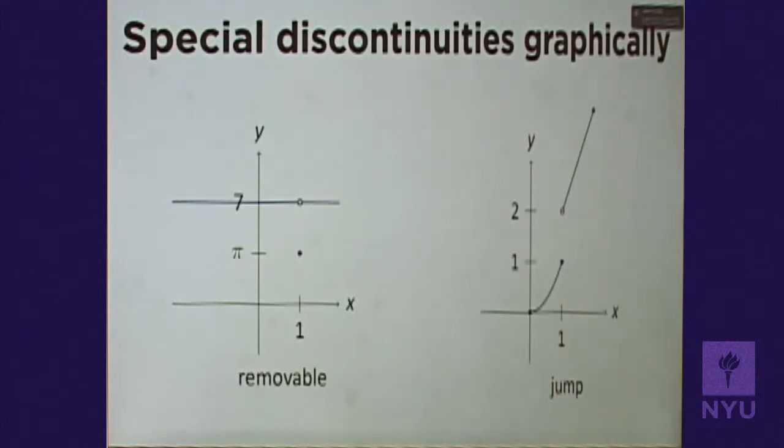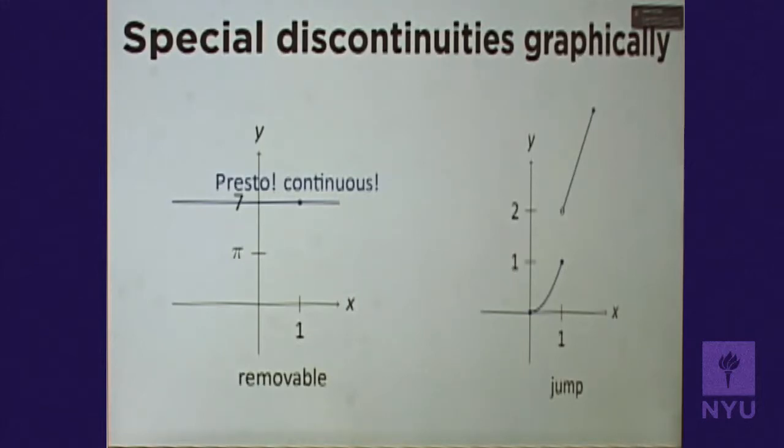On the left, we have the third example. f of x was 7 when x was not 1, and f of 1 was pi. And we say that's a removable discontinuity because the limit exists, yet it's different from the value. And how is it removable? Well, if I could just pick up that point and put it back in the place where the limit is, then I have created a continuous function.